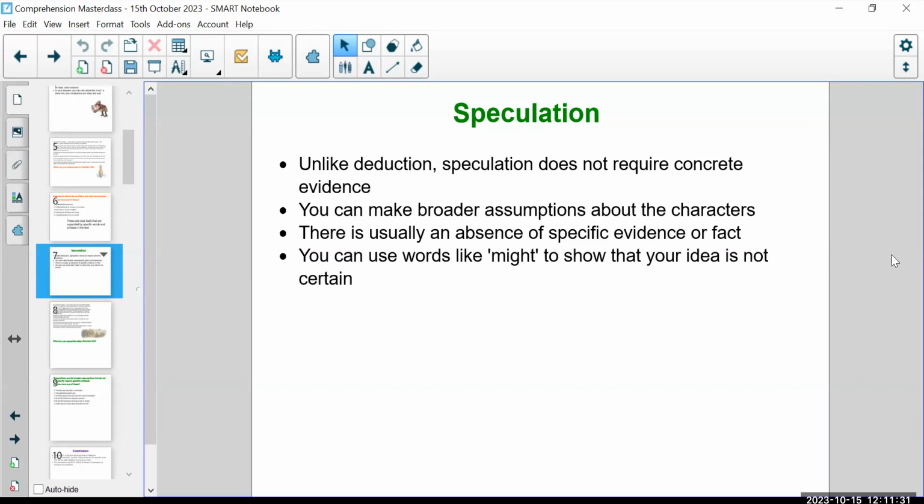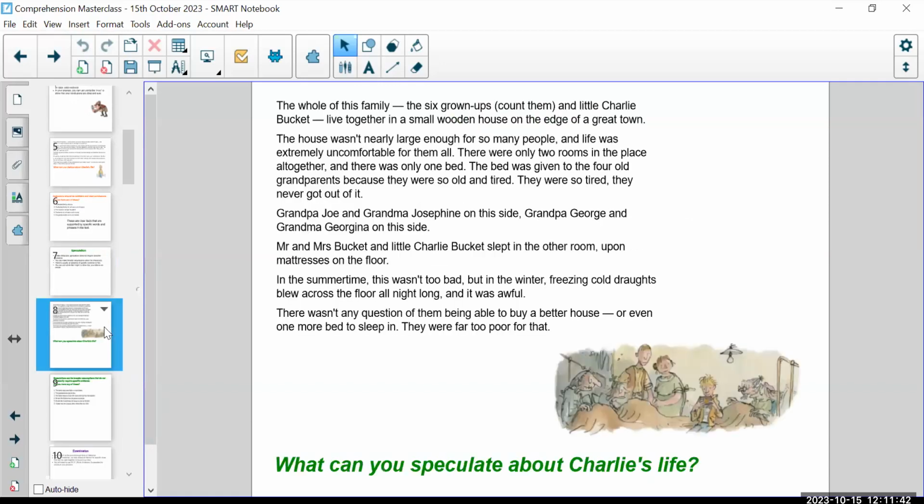There might be an absence of specific evidence. And then you might use words like might, they might have this, or they might have been through this, as opposed to must, which we had in the other one. So now I've got the same passage again. I won't reread it, but this time see if you can speculate about Charlie's life. The things that might not be specifically said in the text, but they could be true based on what we have been told. Use your imagination a little bit here. What could be some speculations that we could make about Charlie's life?